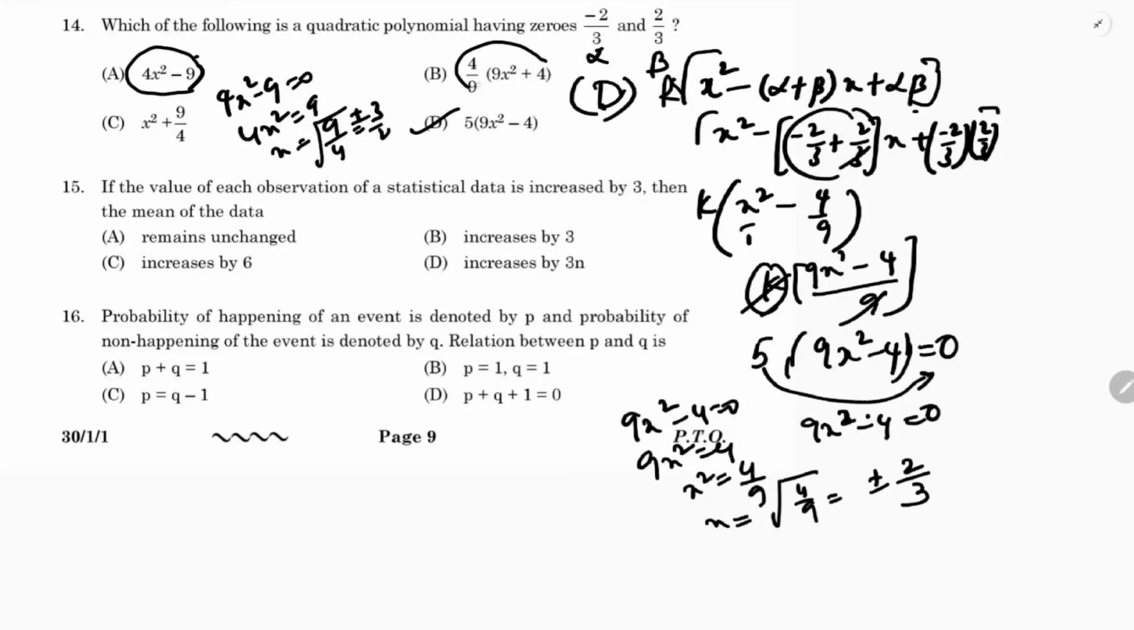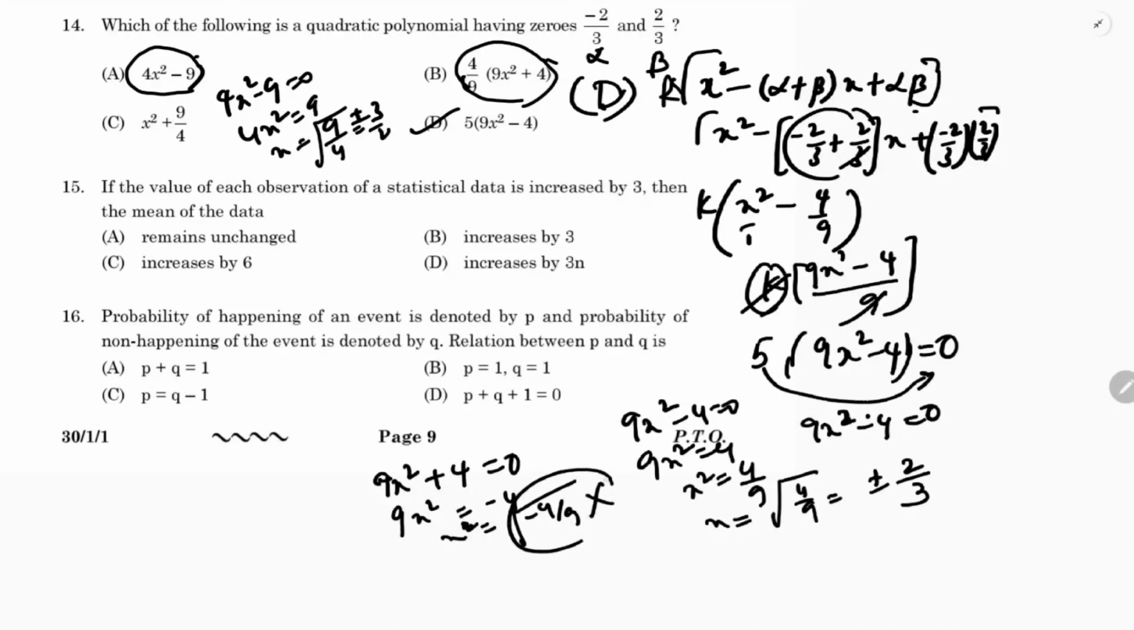For this one you will not get real roots because see, 9x square plus 4 equals 0. So 9x square equals minus 4. X square is minus 4 by 9. So next step, x will be under root minus 4 by 9, which is not real.